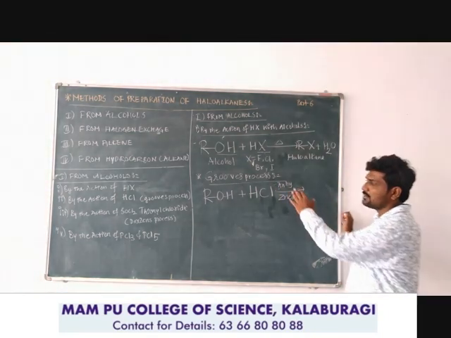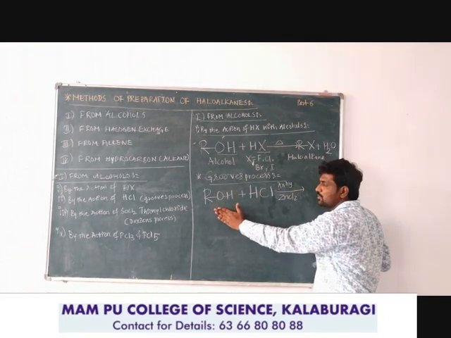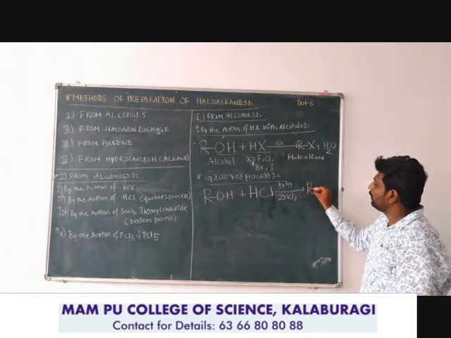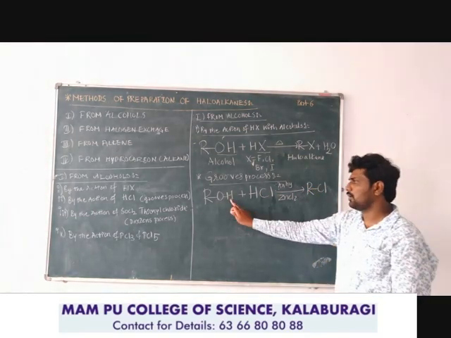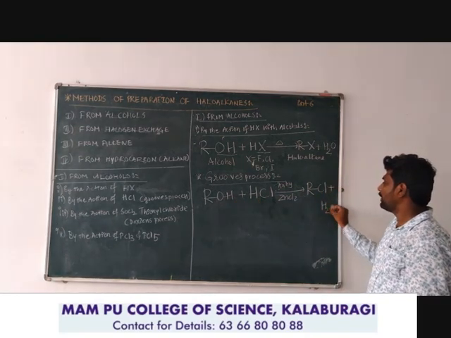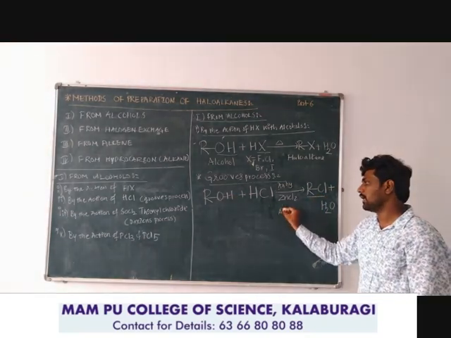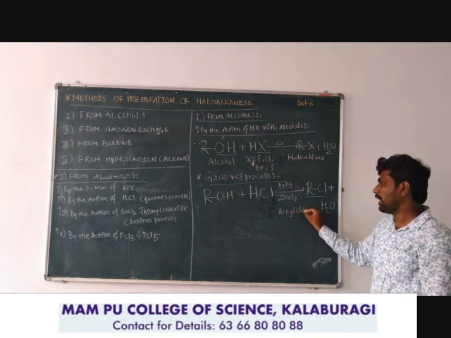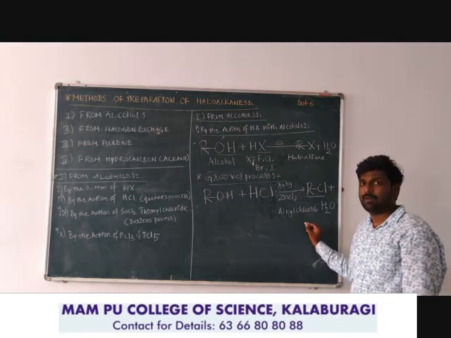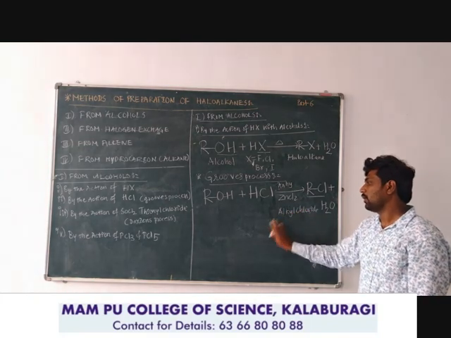If I take anhydrous zinc chloride catalyst with HCl, the OH of the alcohol is replaced with the chlorine of the hydrogen chloride and converted into alkyl chloride. The hydrogen of the HCl reacts with the OH and is converted into the byproduct water. The product I got here is RCl, R means alkyl, Cl means chloride, alkyl chloride. Alkyl chloride is a common name. Yesterday we studied the common nomenclature of haloalkanes: alkyl chloride or chloroalkane.